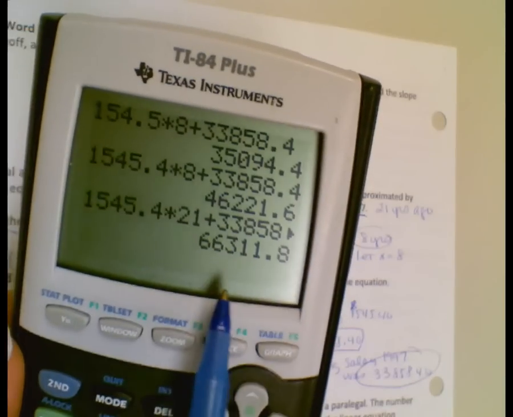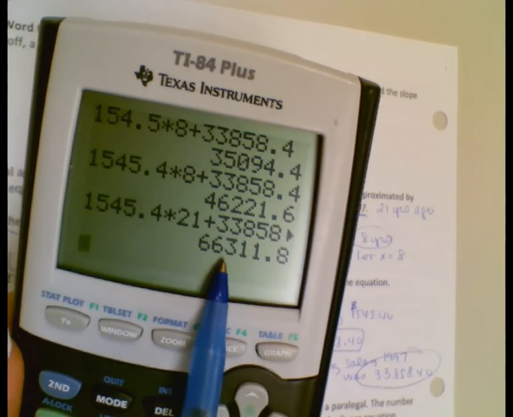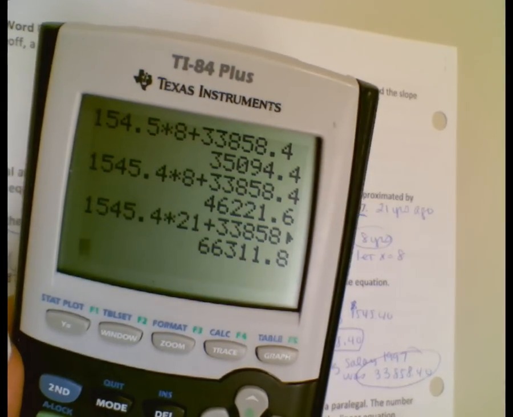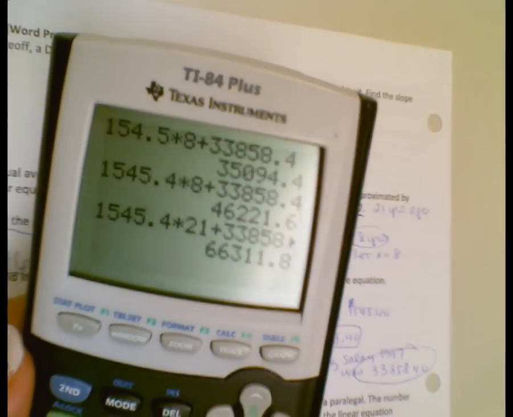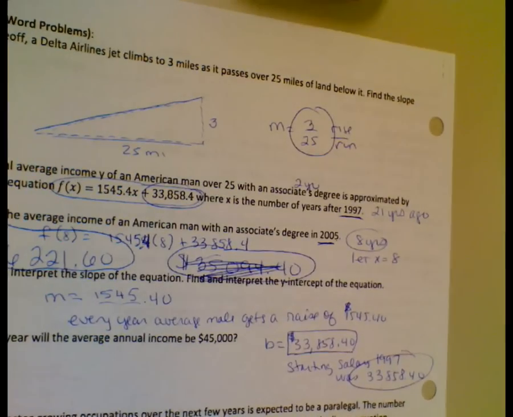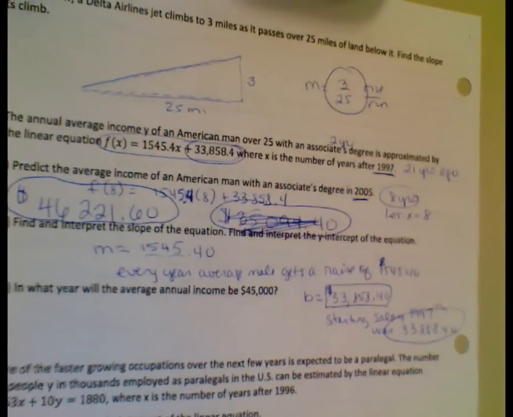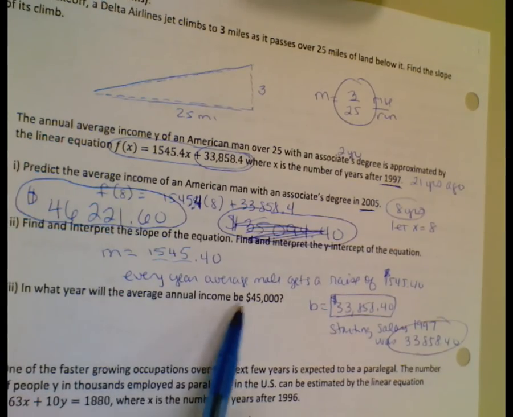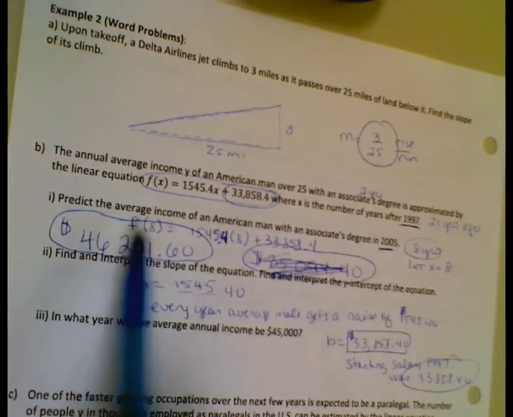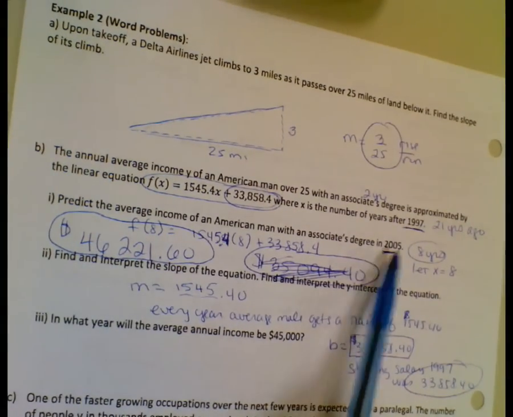So this year, that same man would be making $66,311. That's better, but that's 21 years. He's probably a teacher. Teachers don't make anything. Sounds like a teacher. Now, in part 3, in what year would the average income be $45,000? Well, in 8 years it was $46,000, so it's less than 8 years.